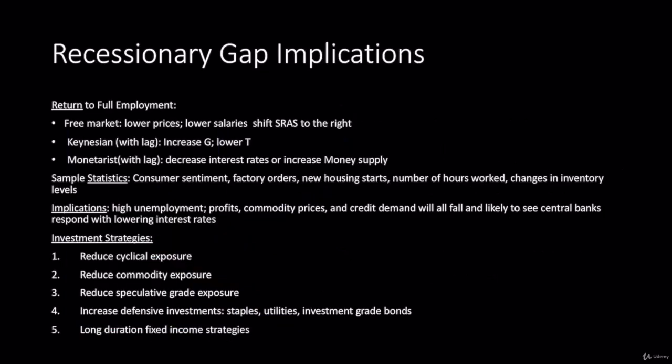The second state is one of a recession. In this state, what does that mean for us business students or finance professionals? Well, first of all, if we are in that state, there are three ways to return to the long run equilibrium. The first one is assuming that we are in a completely free market, no government intervention, no central bank.